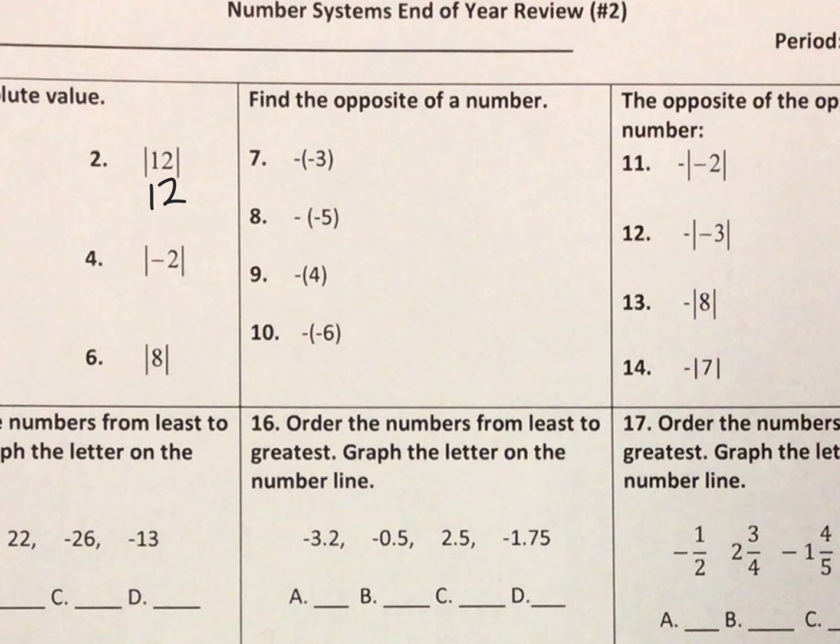Okay, so what is the opposite of -3? Well, it equals 3. Okay, so this one right here, let's do number 9. What is the opposite of +4? Well, it would be -4.